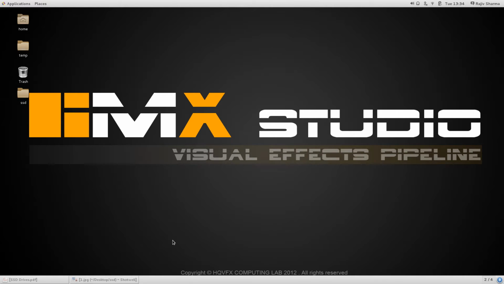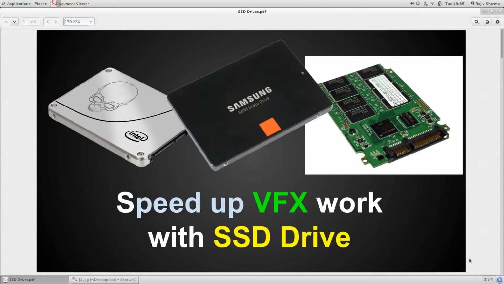Our computer to improve our performance in VFX work. Okay, so let's see what type of drives are available in the market right now and which is better for you. So basically we'll see how to speed up VFX work with the SSD drive. SSD stands for solid state drive.